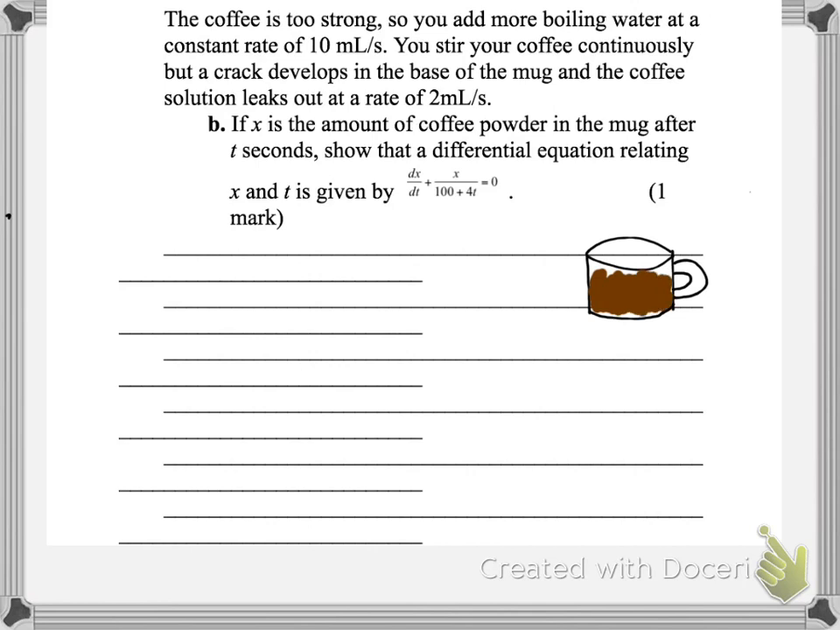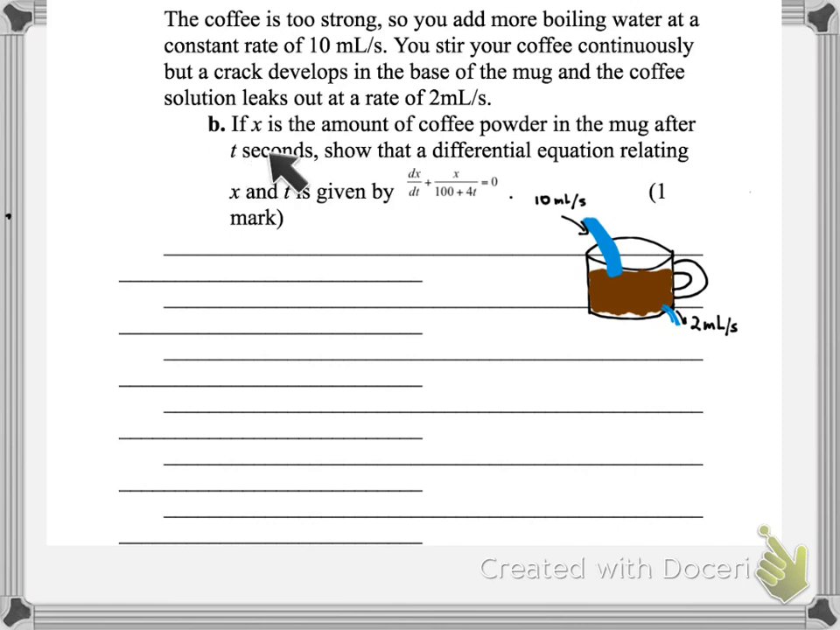Alright, so there's our little cup with our coffee. Charming. And we're going to pour in some more water. However, oh dear, there's our crack and it's leaking out. We've got 10 mils per second pouring in, but it's leaking out at 2 mils per second. Okay, so that's our flow rate. And it's good to illustrate our problem with a little diagram like that, just so you can visually see the flow rate in and the flow rate out, so they can help us to form our differential equation.